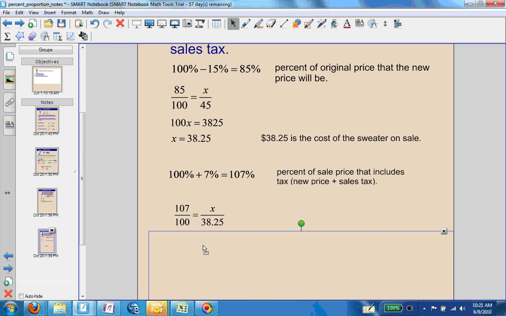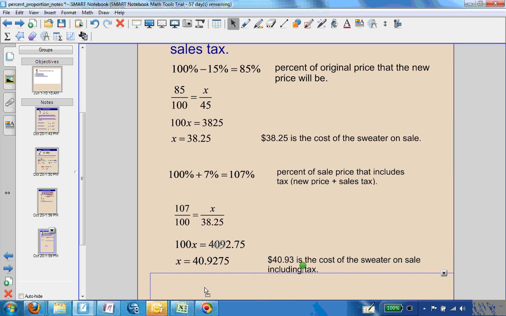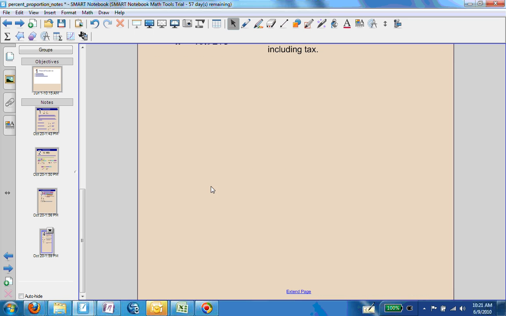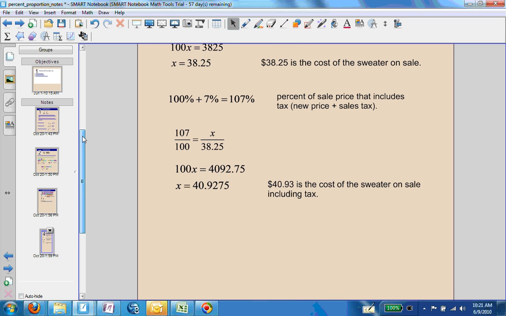So again, we're paying 38.25 plus 7%. So that's 107% of 38.25. We're going to cross multiply and solve, and we end up with $40.93. We need to round to the nearest hundredth since we're dealing with money. And that's the cost of the sweater on sale, including tax.